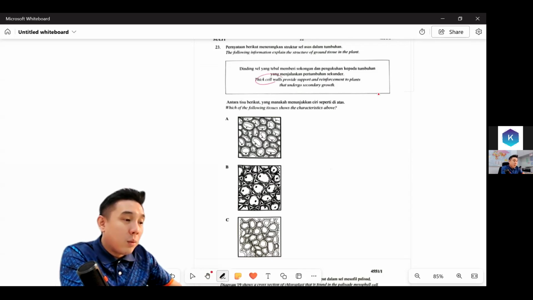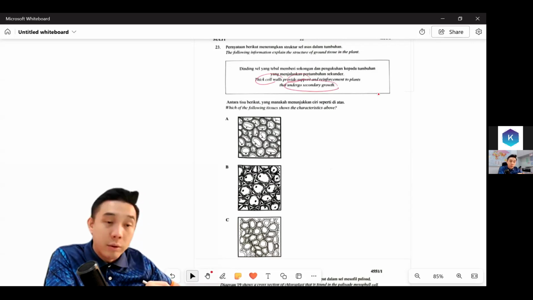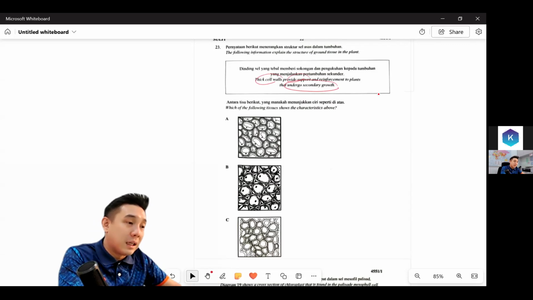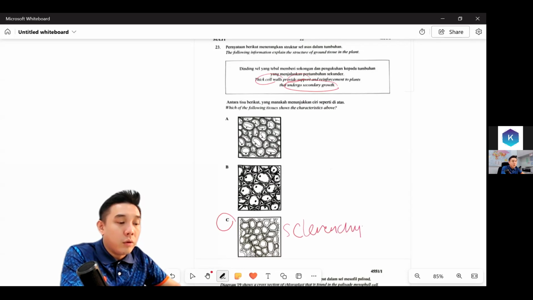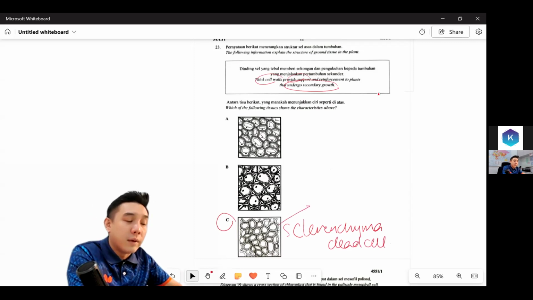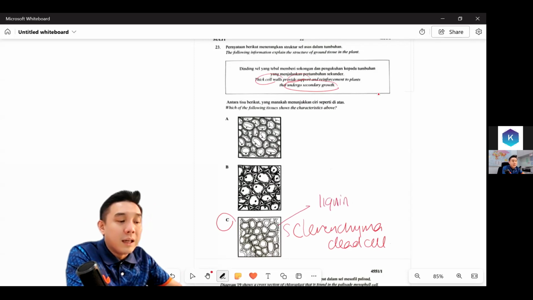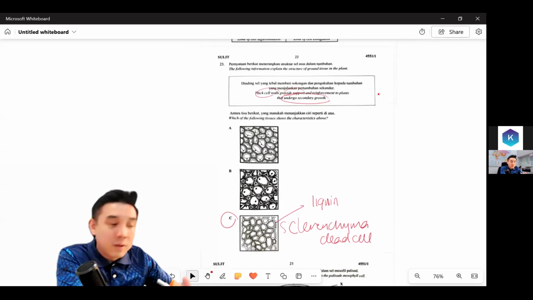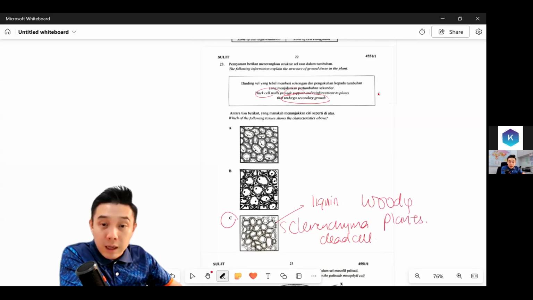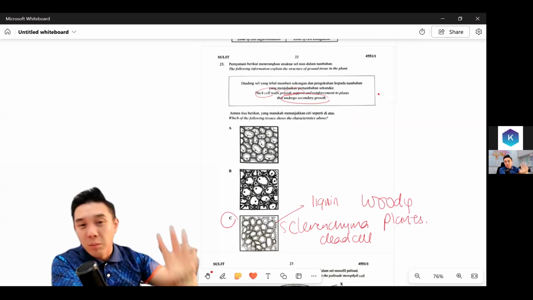they say that the cell walls provide support for plants that undergo secondary growth. Now, this one definitely has to be C, sclerenchyma. Do you know that sclerenchyma is a dead cell? They don't have any organelles. So the main highlight here is that they have a very thick cell wall that is made of lignin. This is mainly for woody plants. Woody plants means tumbuhan berkayu, pokok-pokok besar, pokok buah-buahan.